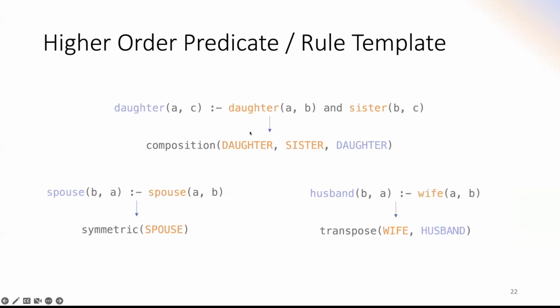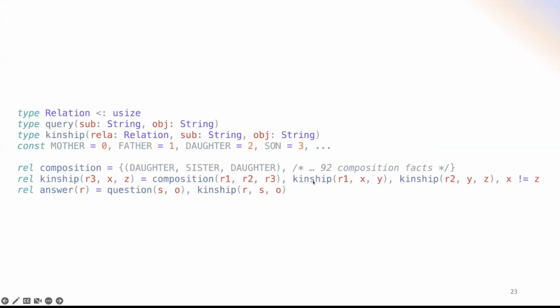In fact, there are many other higher-order predicates that you can define. Here we are showing three examples. One is composition, one is symmetric. Spouse is a symmetric relation. And then we also have the transpose predicate, which says, for example, if B is A's wife, then B is A's husband. And by specifying these higher-order predicates, we can define our program in just a few lines.